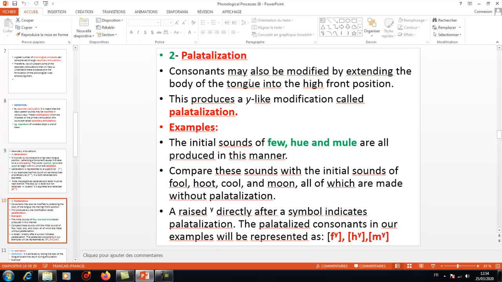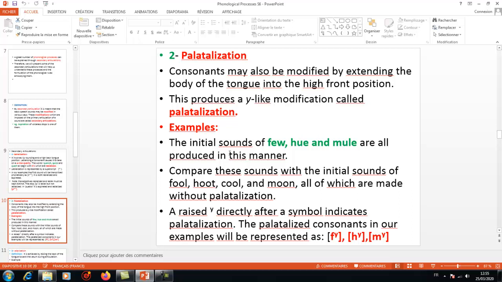Here, consonants may also be modified by extending the body of the tongue into the high front position. This produces an E-like modification called palatalization. Examples: the initial sounds of few, hew, and mule are all produced in this manner. Compare these sounds with the initial sounds of full, hot, cool, and moon, all of which are made without palatalization.